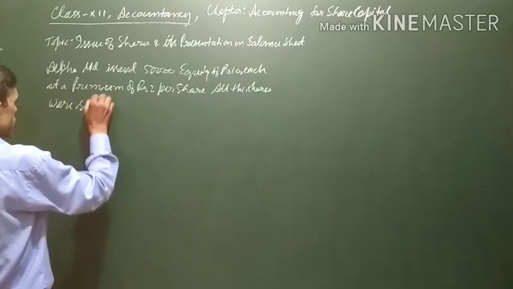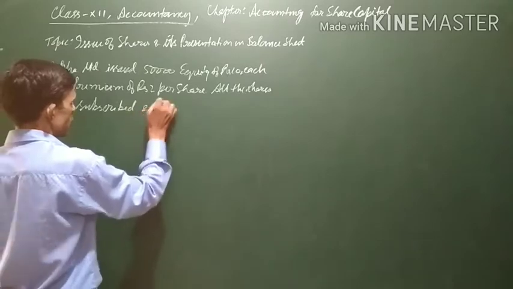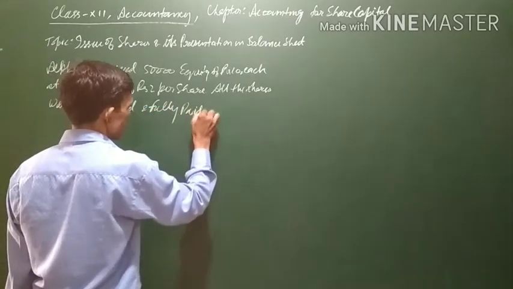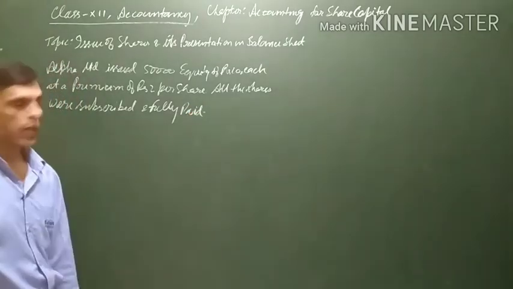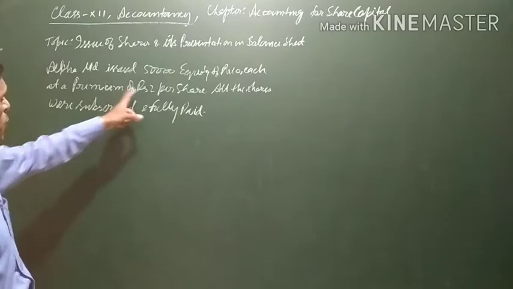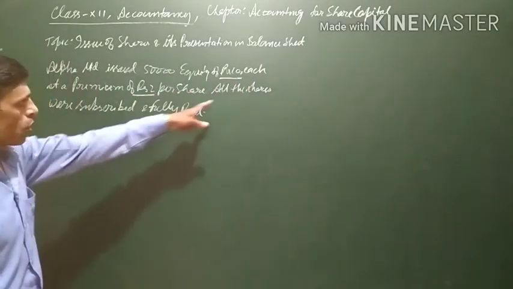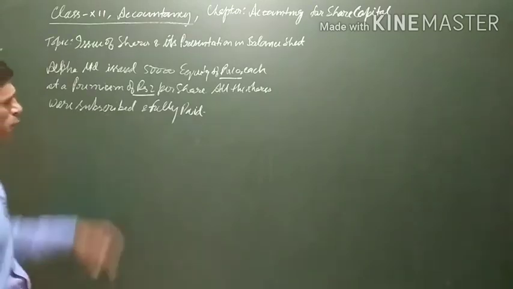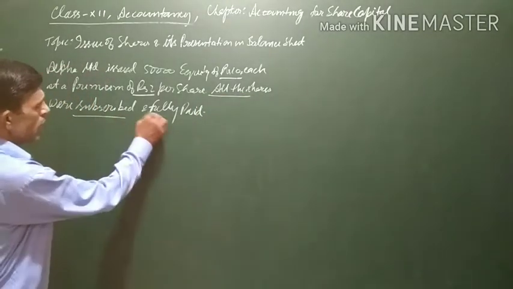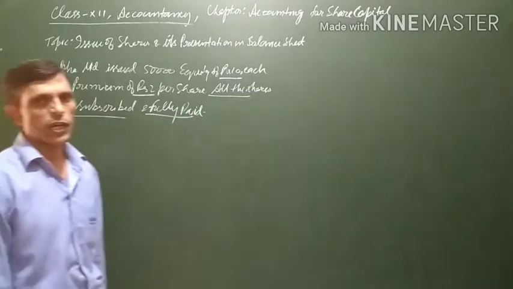were subscribed and fully paid. Suppose this is a question. Alpha Limited issued 50,000 equity shares of rupees 10 each at a premium of 2 per share. All the shares were subscribed, means sold out, and fully paid also. Now these things will be presented in the balance sheet of the company.